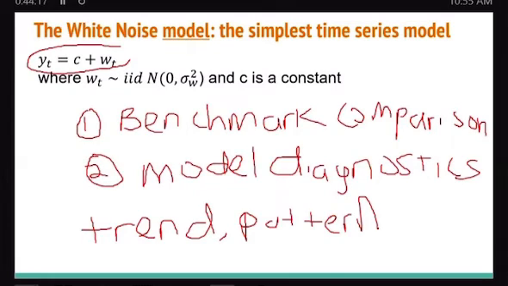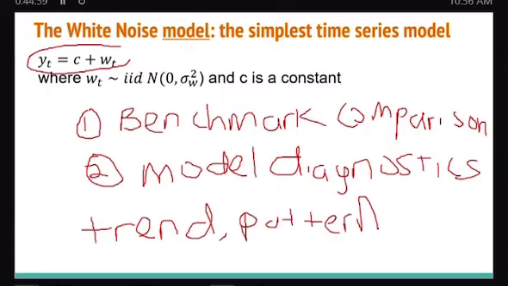So now I just told you the number one reason, benchmark comparison. Number two reason is model diagnostics. When we fit a time series model, we expect the error in the model to be a white noise. How am I going to know? The mean should be constant over time. The variance should be constant over time. The autocorrelation should be zero. That is how I'm going to know.